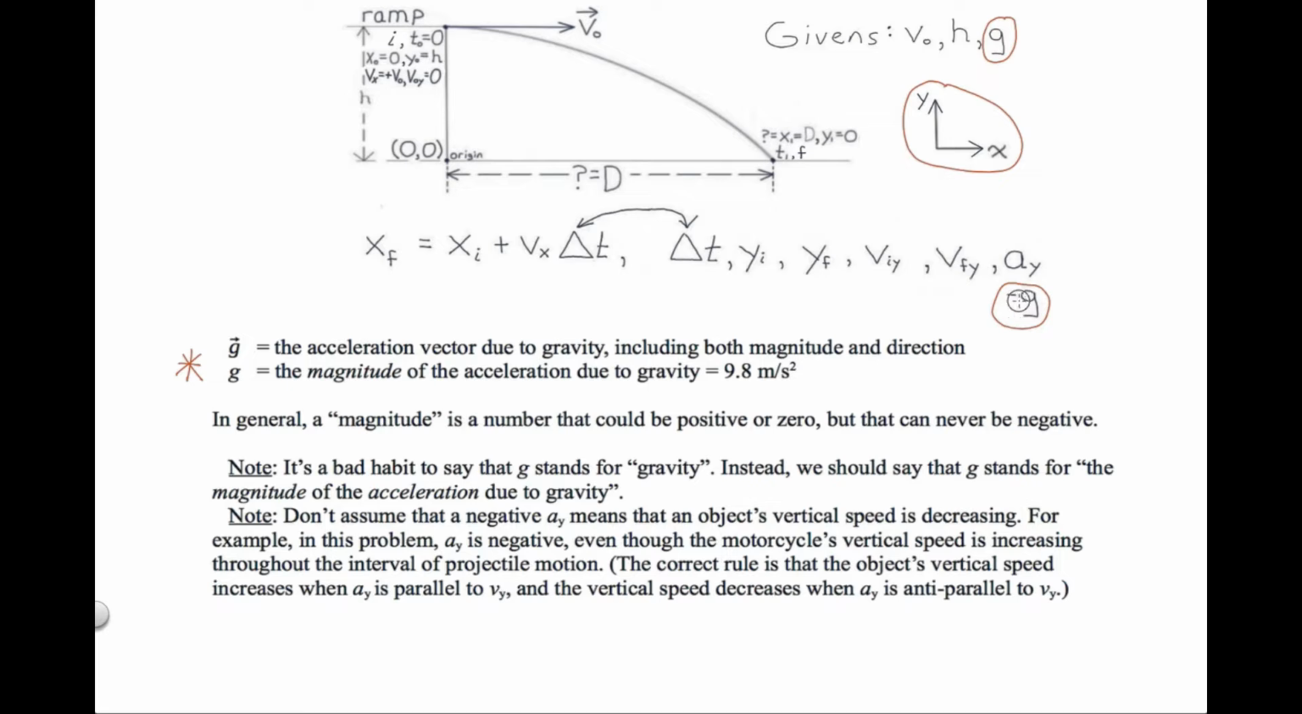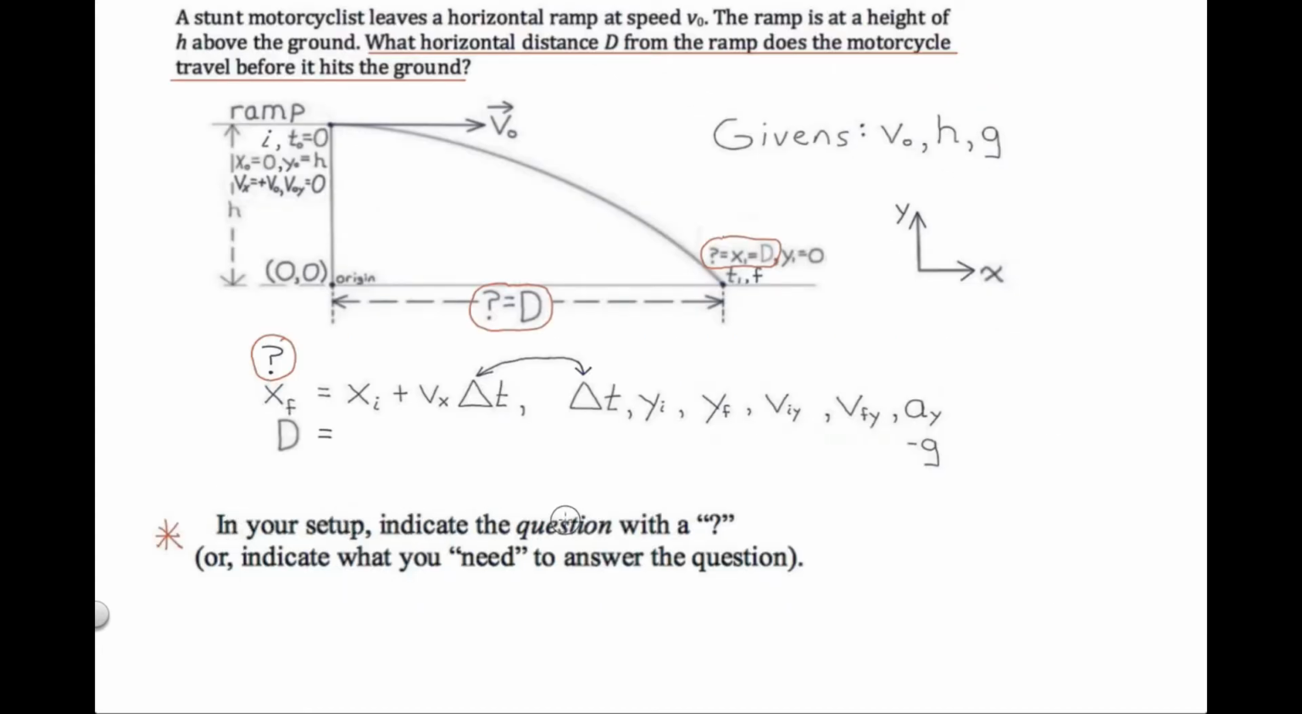So it's crucial to include this negative sign to reflect that in a projectile motion problem, a sub y points down. By itself, the symbol little g would stand for a positive number. So if we want a sub y to be negative, we have to include this negative sign. In your setup, indicate the question with a question mark. We've determined that when we know x1, that will tell us the answer to the question. We're treating x1 as x final, so we put a question mark above x final in our setup.